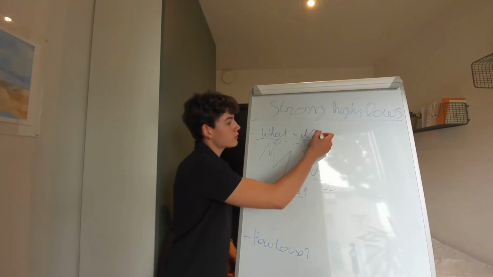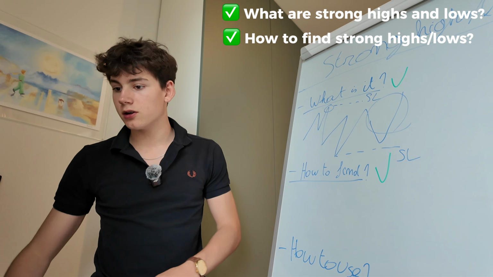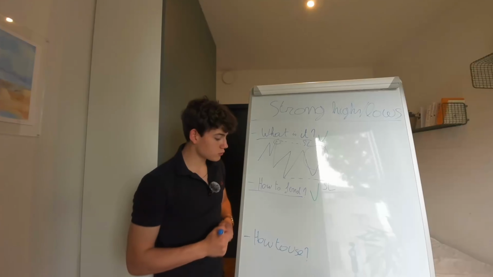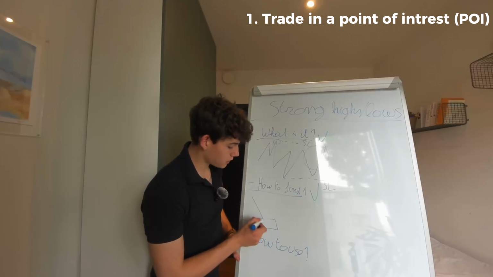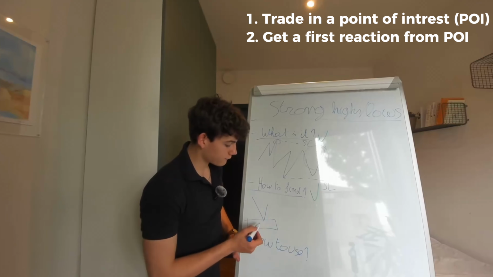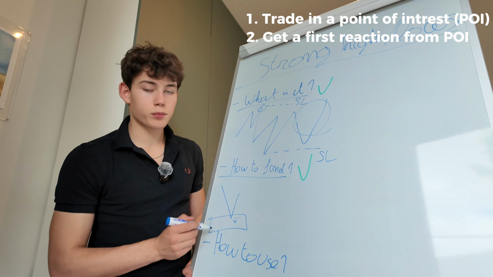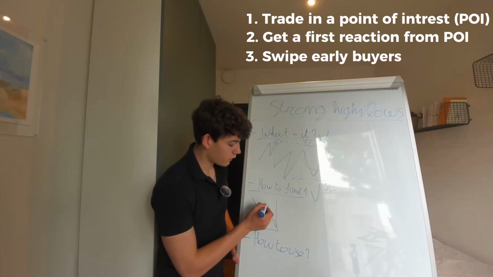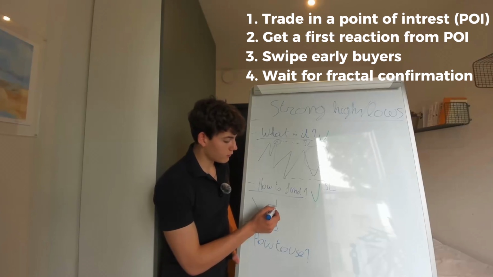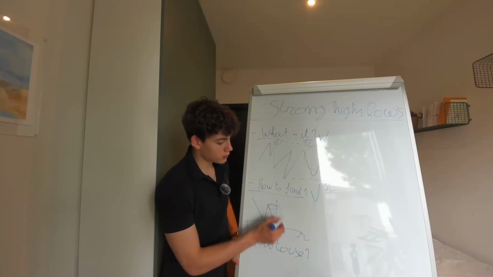So we already checked off what it is, and we now also checked off how to find those strong highs and lows. Well, how do we find those? As we just have seen, we want to see a point of interest, we want to trade in towards there, then we want to get a first reaction, so early buyers. This is where other people's stop losses are laying. Then we swipe those stop losses, and after the fractal break, we notice that we actually have created a strong low where we could place our stop loss underneath, and then we could trade up higher.